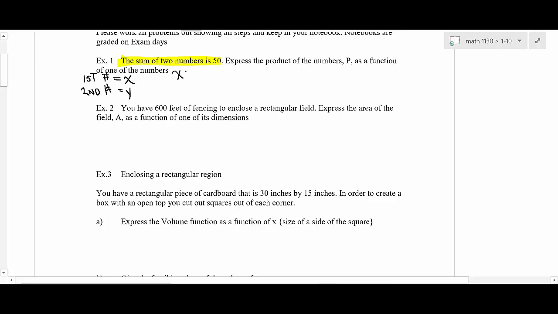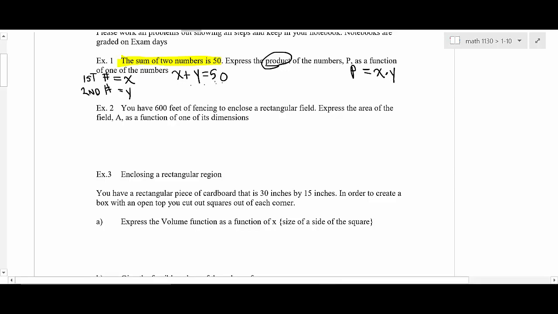So let's write that down. That's an equation like that, okay? So we got that, x plus y is 50. Then the problem says express the product of the numbers as a function of one of the numbers, okay? So if the two numbers are x and y, what does product mean? That means multiply, right? So the product would be x times y. But we don't want that, because what you're trying to learn how to do, when you get to calculus, you have to write this with one variable. So this is not the answer.